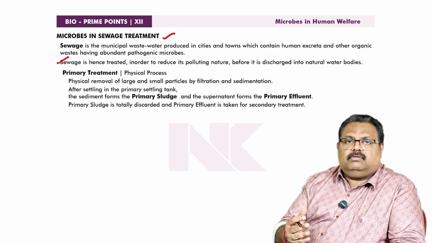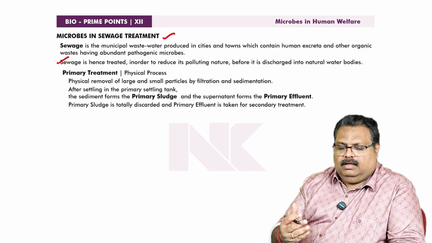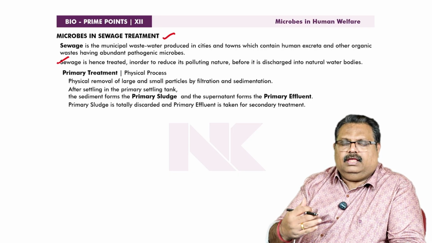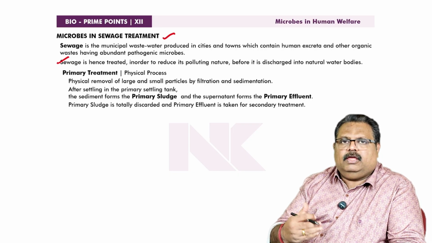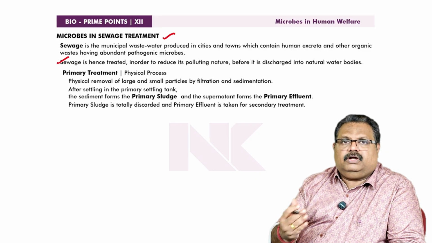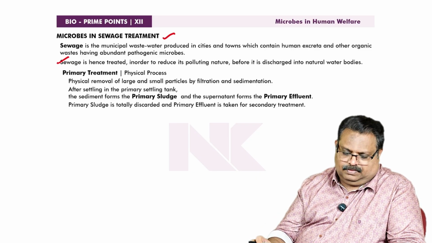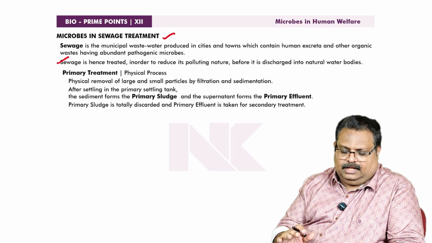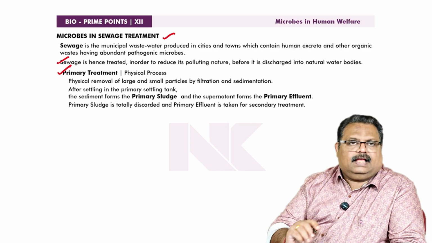A polluted water means a high BOD. When we are treating the polluted water body, BOD means biochemical oxygen demand. The BOD will be decreased so that its pollution potential will be decreased. So two stages are there, the primary treatment and the secondary treatment.